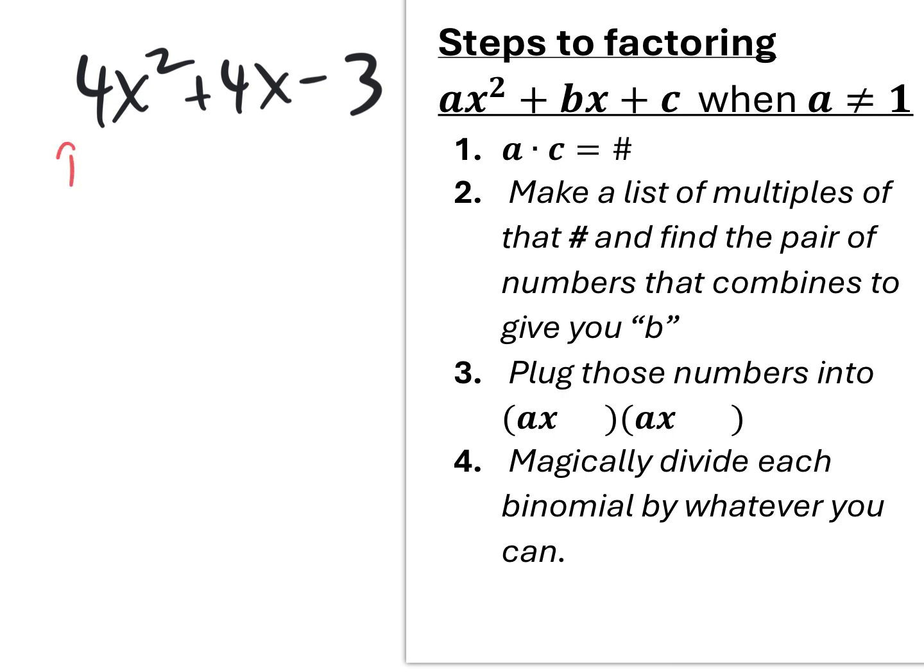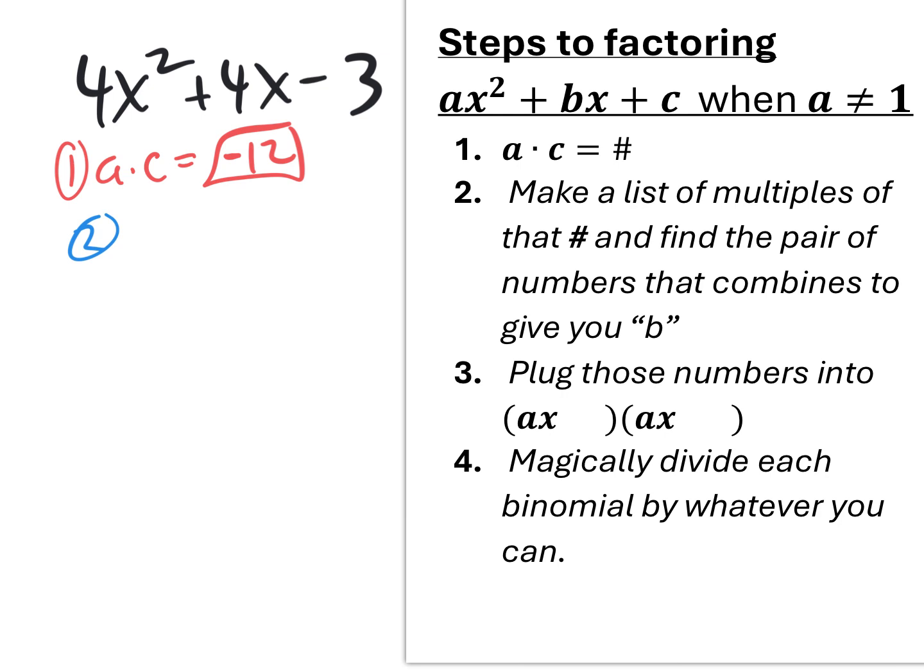So what is step 1? Multiply a times c. What do I get when I multiply a times c? Negative 12. Thank you so much. That is the answer for step 1. Moving on to step 2. Step 2 says, make a list of the multiples of that number. Okay, let's make a list of the multiples of negative 12.